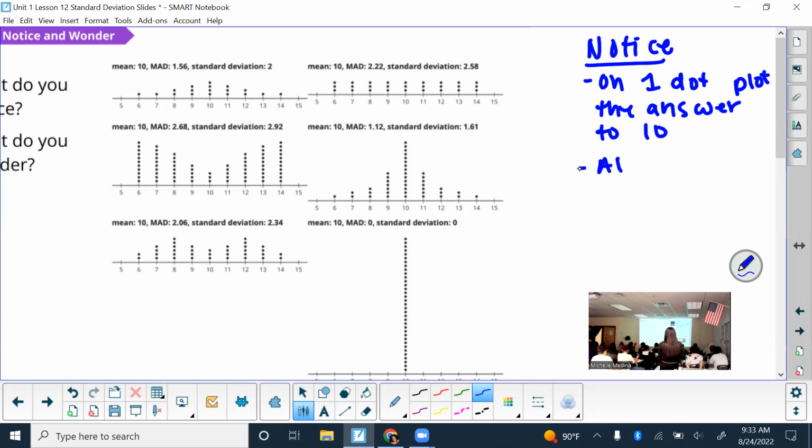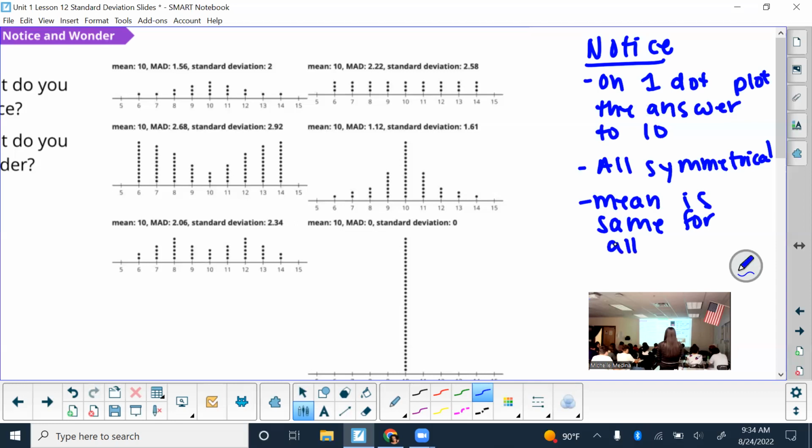They are all symmetrical. Ryan, anything? That was what it was. Anyone else have their hand up? Shannon? The mean is the same. Mean is the same for all. Yes. No. We'll discuss when we get to the side.